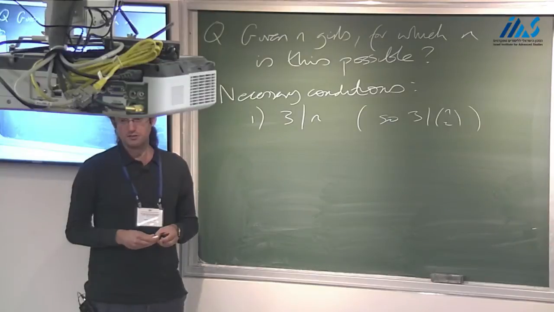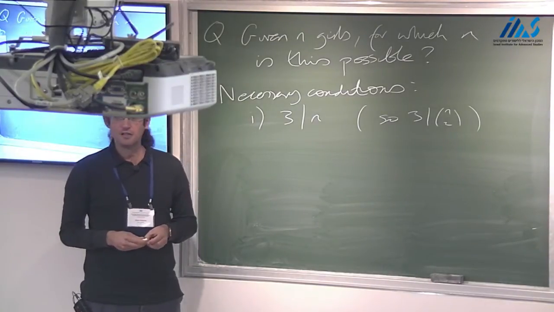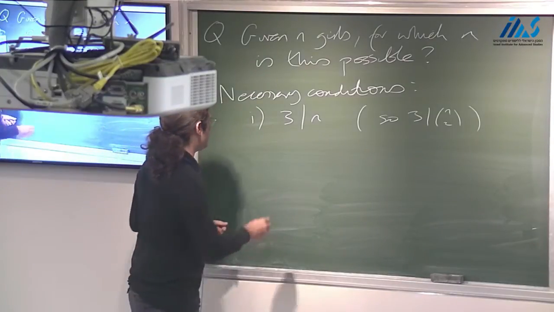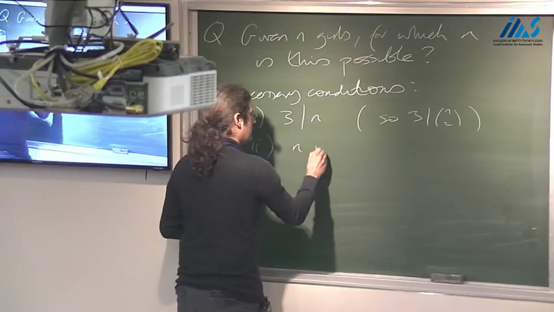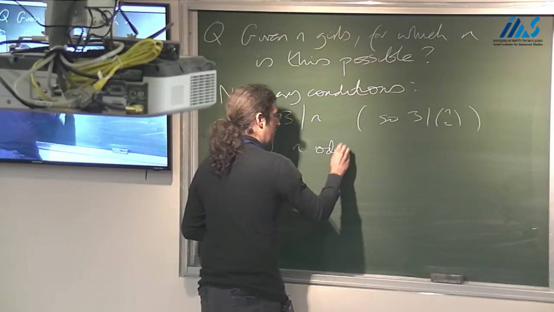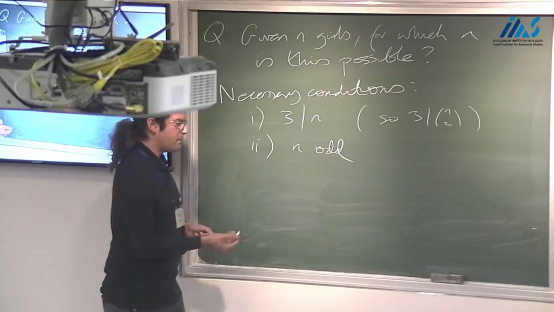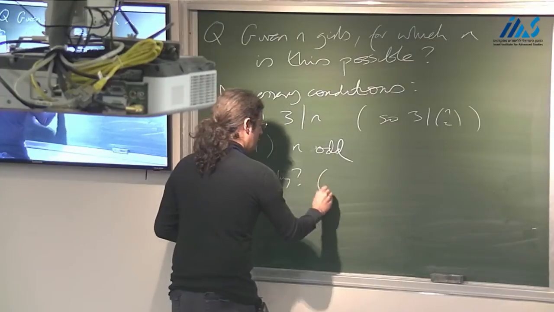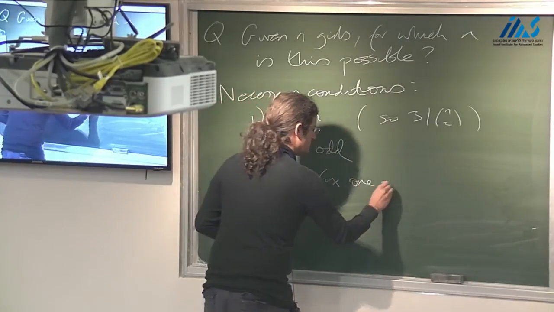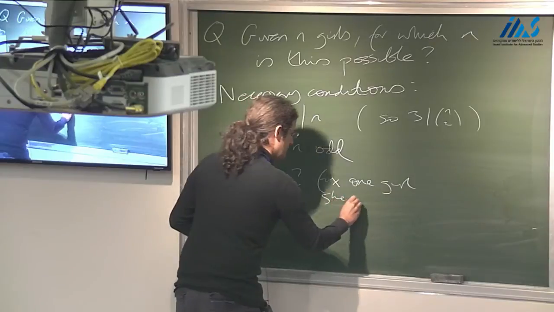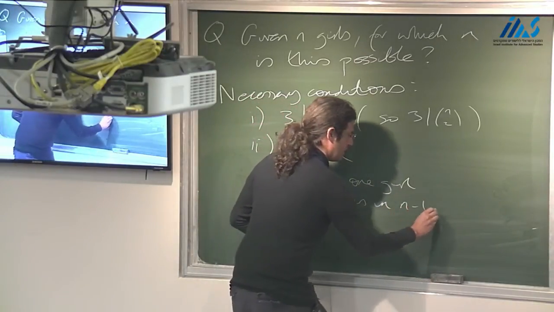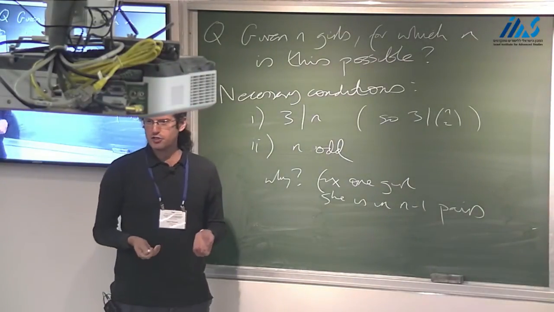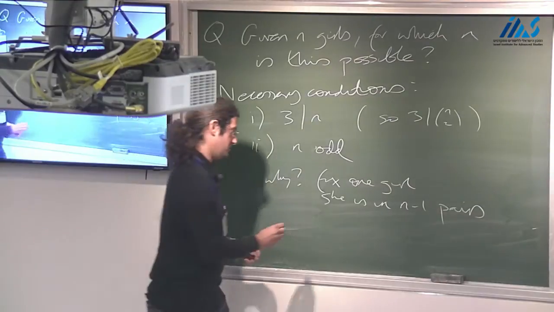Any other condition? It must be odd. Right, exactly. So this is a slightly more subtle one. n odd. So why is this? Think about one particular girl. Fix one girl. She is in n minus 1 pairs. And every time she walks in a row of 3, she walks with 2 other girls.